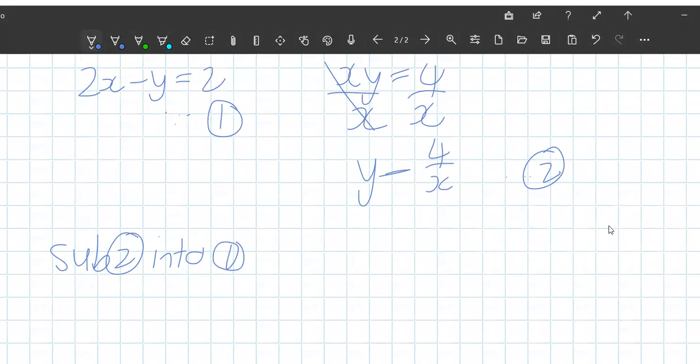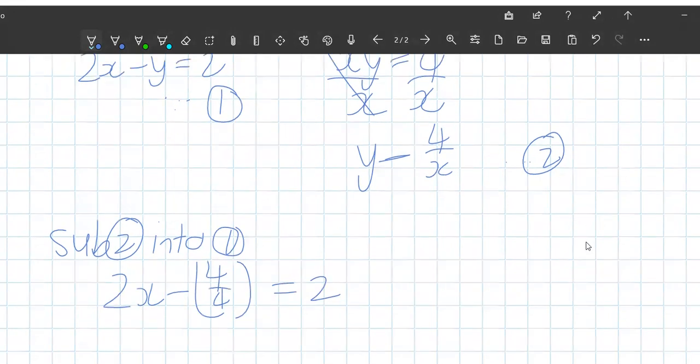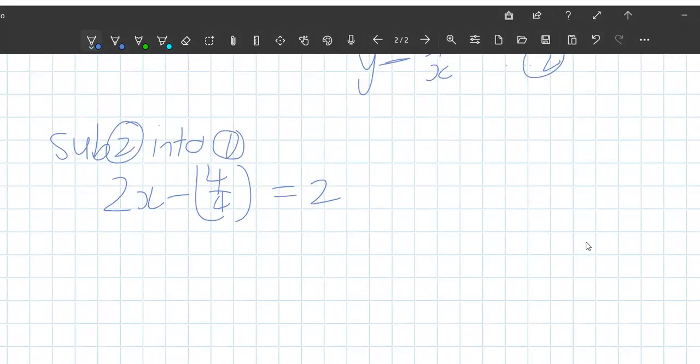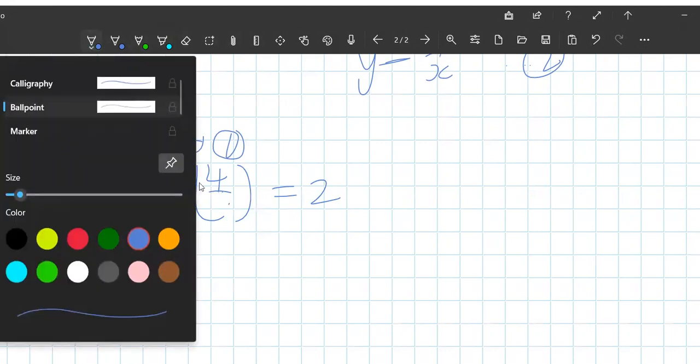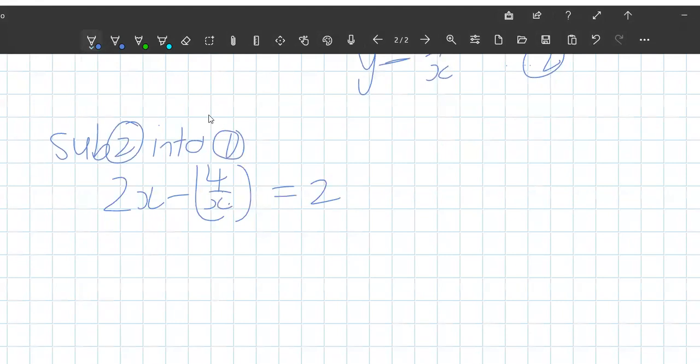So what that means is every time we see a y, instead we just switch it out for 4 over x. So 2x minus 4 over x is equal to 2. This method is often quite a lot quicker to do if you see it.